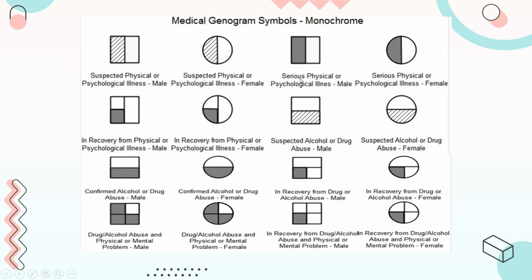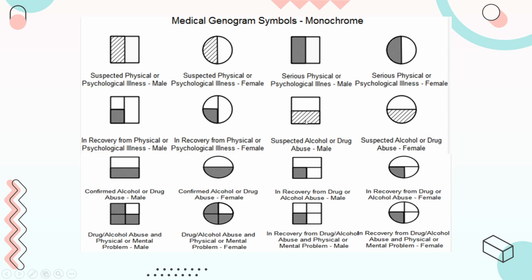And then serious physical or psychological illness, male. Here you are only suspecting it, but here you have concluded that they have some serious illness. Then here in the recovery phase for male, female, this is about alcohol or drug abuse. All right, so you are confirming it.